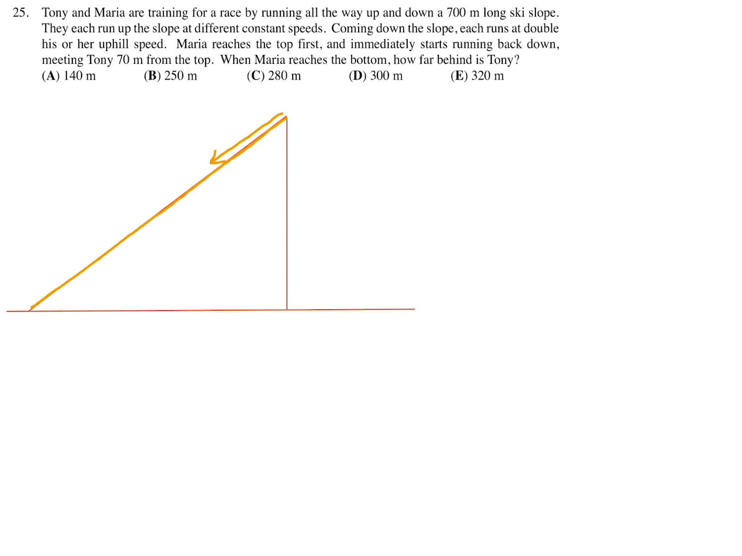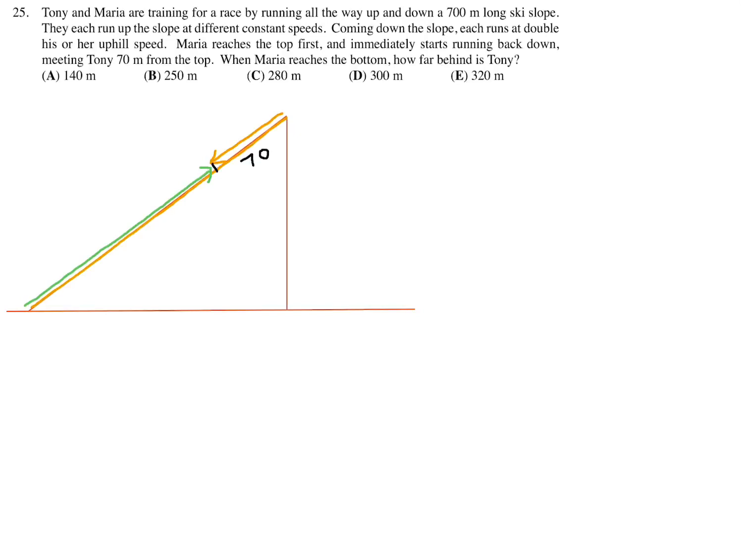And when she is right here, at this point, she catches up with Tony, and they've told you that that is 70 meters from the top, right there. They tell you that in the question. So Tony will have his path in green. He is going up the hill like that, and when he gets to that point, he and Maria meet for the first time.